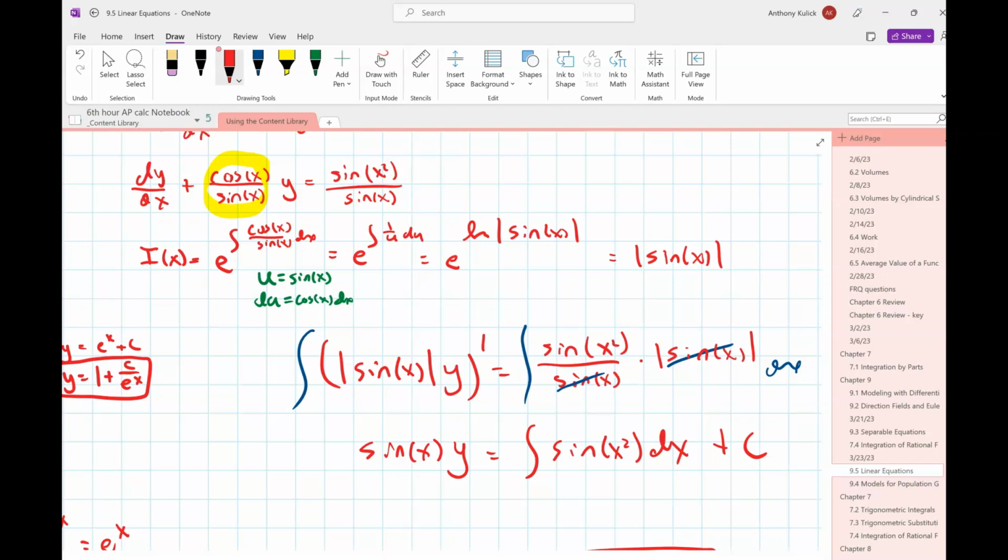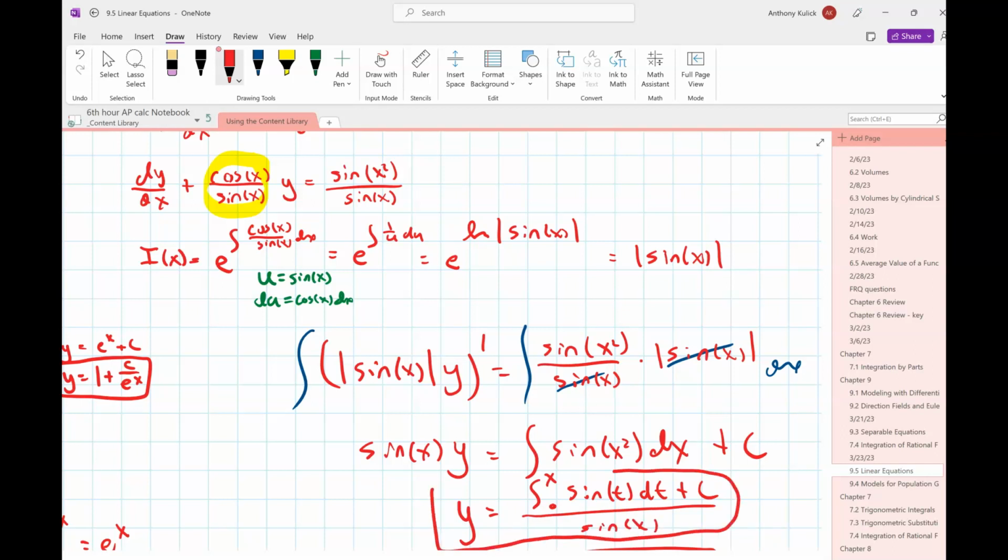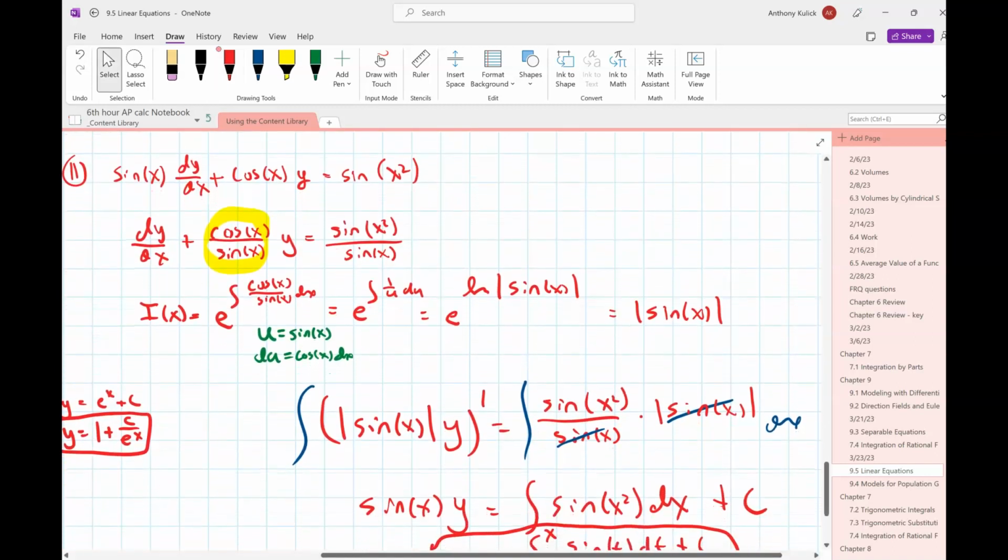Now, I don't know how to integrate sine of x squared. Can't u sub it, can't do parts. That's just going to be what it is. I'll write it this way because I think I like that way a little bit better. But there's my y as a function of x. Let's think for a minute. So sine x doesn't.